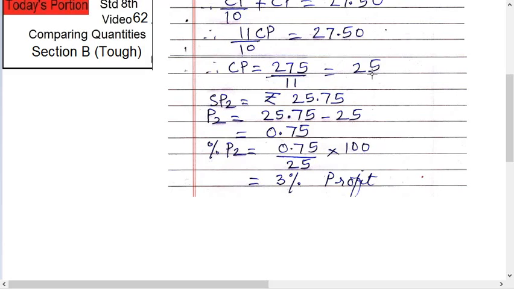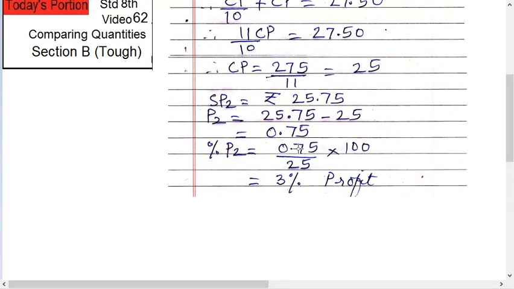Yes. What amount of profit? Profit equals selling price minus cost price. 25.75 minus 25, right? That is 0.75. But what we want is, what is the profit percentage? It is asked. So profit percentage equals profit upon cost price, means 0.75 upon 25 into 100, right?